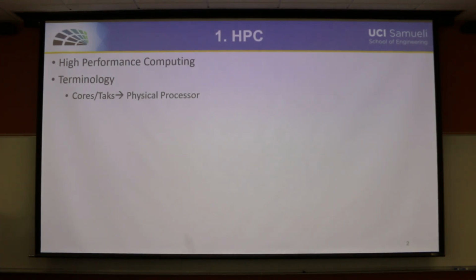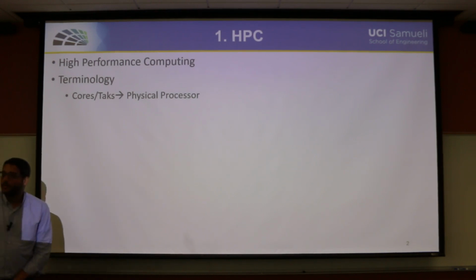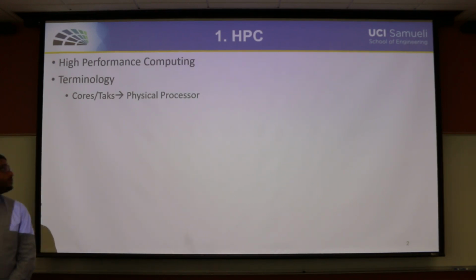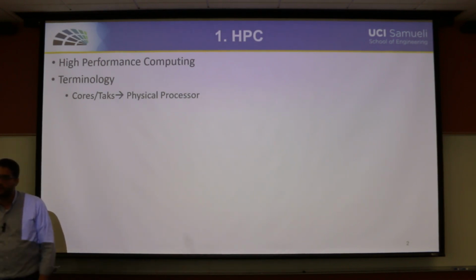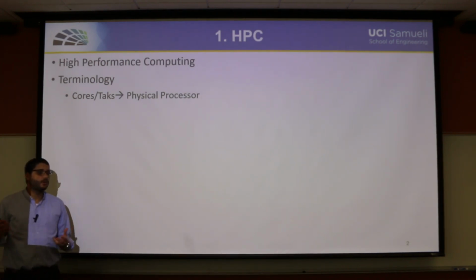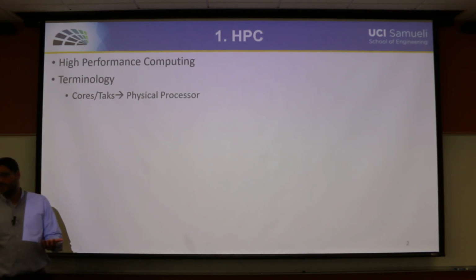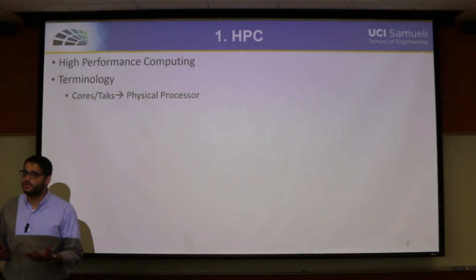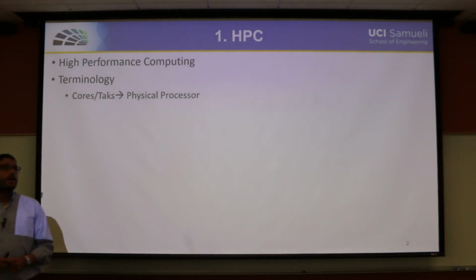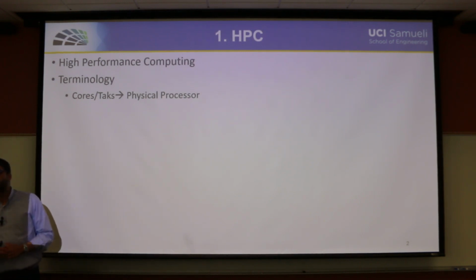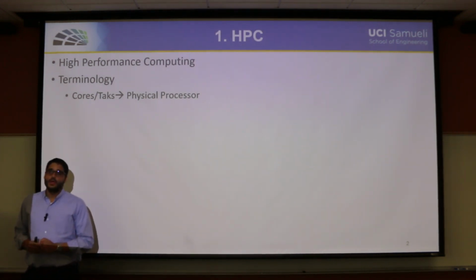It's called cores or tasks, and I'm missing an S here. What do we mean by cores or tasks? We mean it's the physical processor. So for example, the Intel Core i7 processor could have around 7 or 8 physical processors. And nowadays, there is something called hyperthreading.